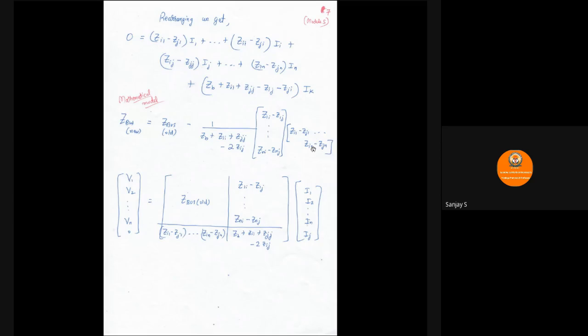If you write it in the standard format, we have the voltage matrix on the left side, the Z bus matrix, and then the current matrix on the right side. So this finishes the mathematical model for type 4 modification. This finishes the content of module 5 under Z bus formulation mathematical modeling. In the next session, let us see sample problems.